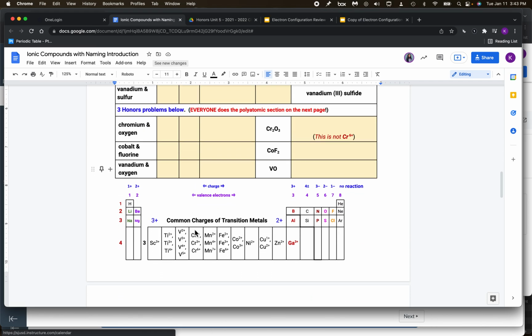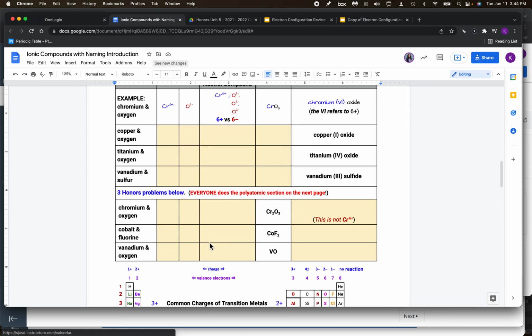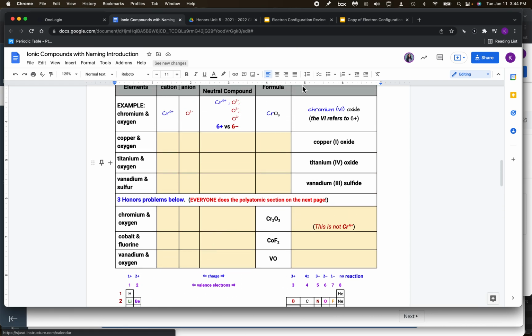Down here, I'm showing you that there are lots of different kinds of cations for the same element, and so telling you what they are is important.